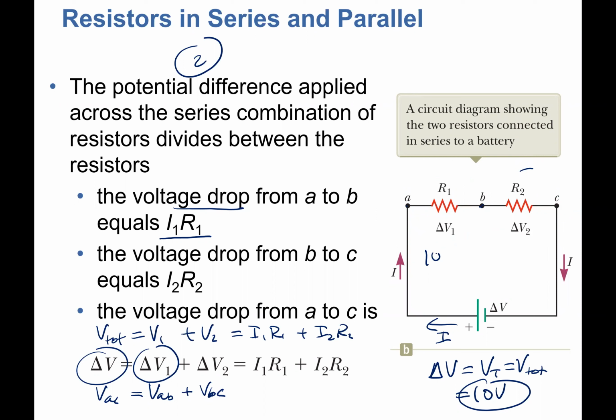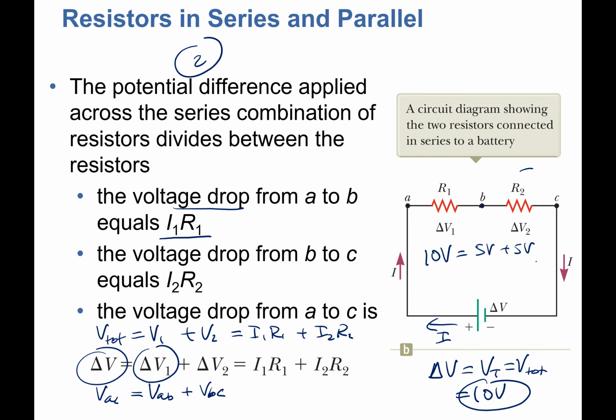So let's say the 10 volts is the total available. If resistor 1 and resistor 2 are identical, then each one is going to get half of this. So 5 volts plus 5 volts. That means each one gets exactly half. But what if they're not identical? What do you do if they're not identical?